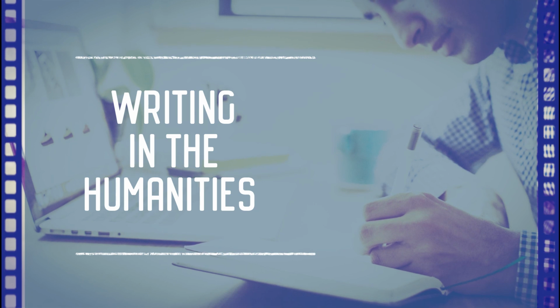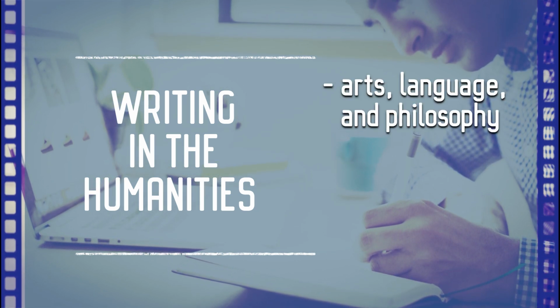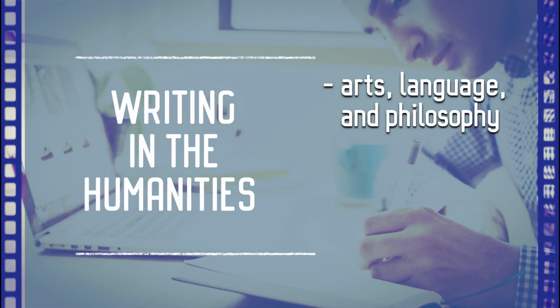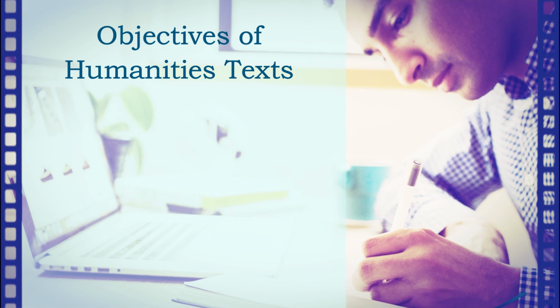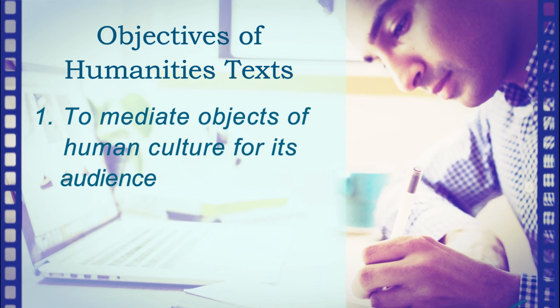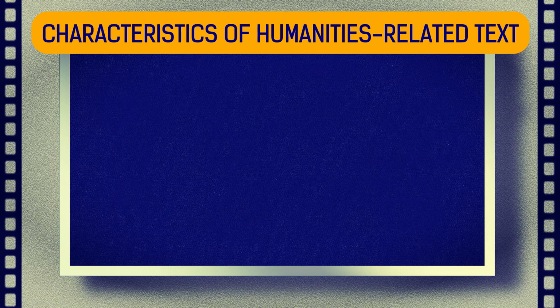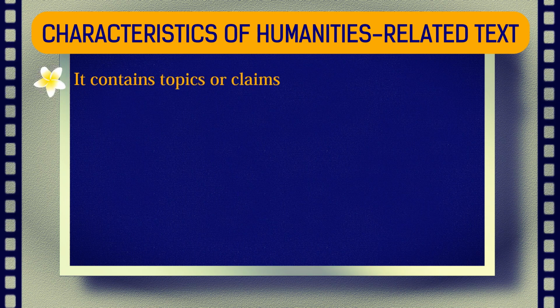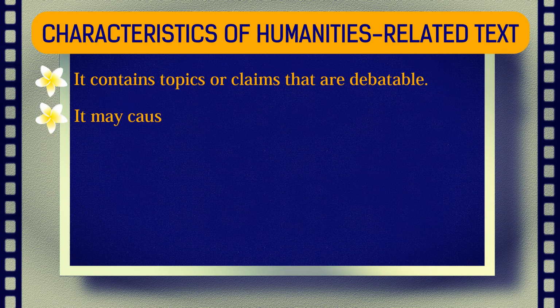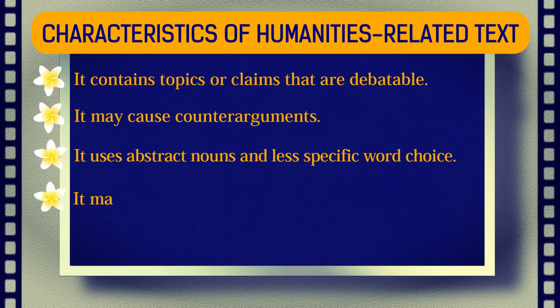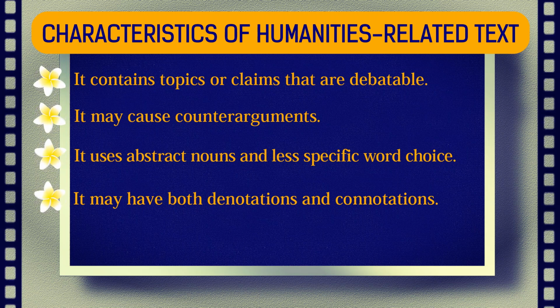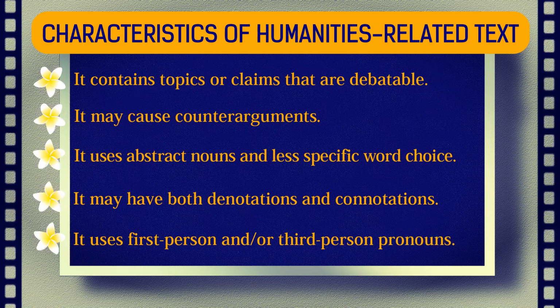Writing in the humanities. Humanities is a collective term for the arts, languages, and philosophies. It also involves literature, music, film, and history. Humanities texts are written with the following objectives: to meditate on objects of human culture for its audience, and to convince or persuade. The following are the characteristics of a humanities-related text. It contains topics or claims that are debatable. It may cause counter-arguments. It uses abstract nouns and less specific word choice. It may have both denotations and connotations. It uses first-person and or third-person pronouns.